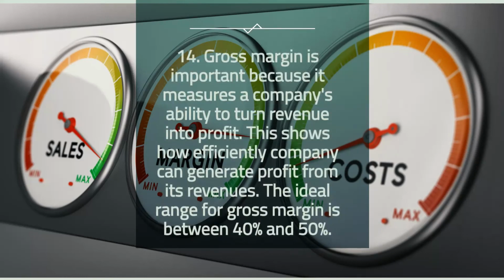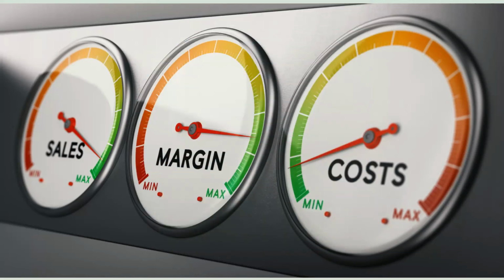14. Gross margin is important because it measures a company's ability to turn revenue into profit. This shows how efficiently a company can generate profit from its revenues. The ideal range for gross margin is between 40% and 50%.